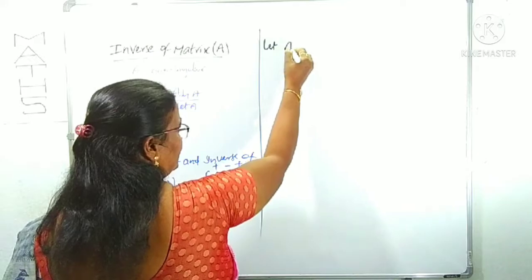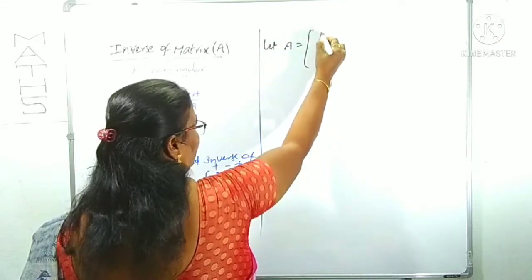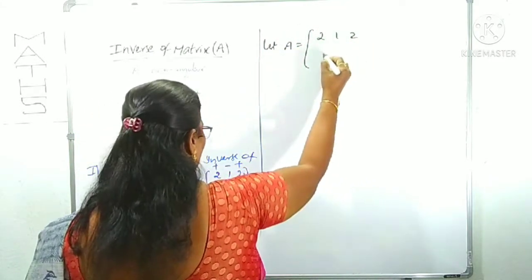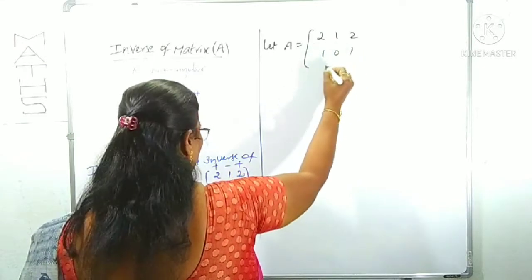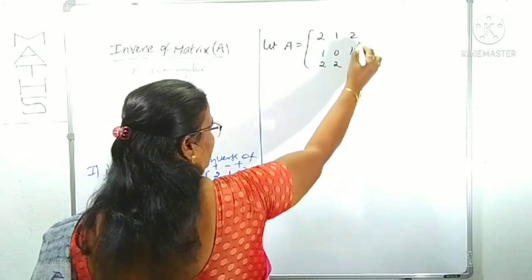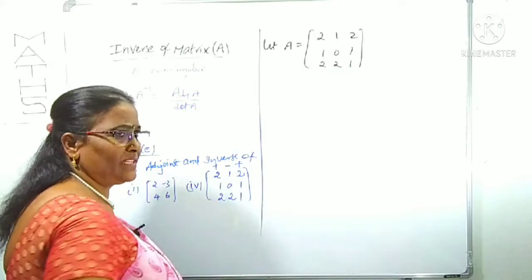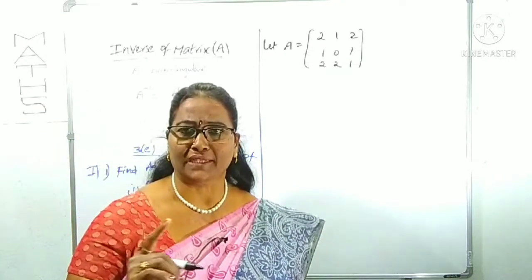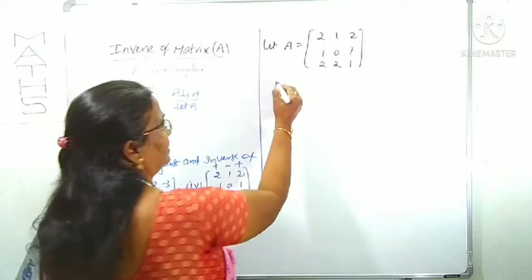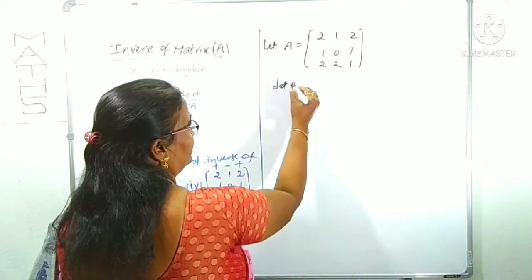Let A be the matrix with rows 2, 1, 2; 1, 0, 1; 2, 2, 1. To find the inverse, first we find the determinant of the matrix, det A. You know how to find det A; I have given it to you.